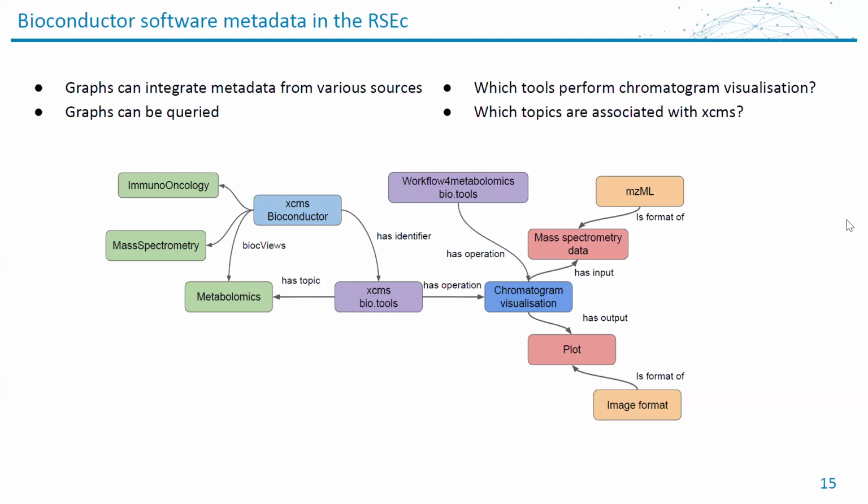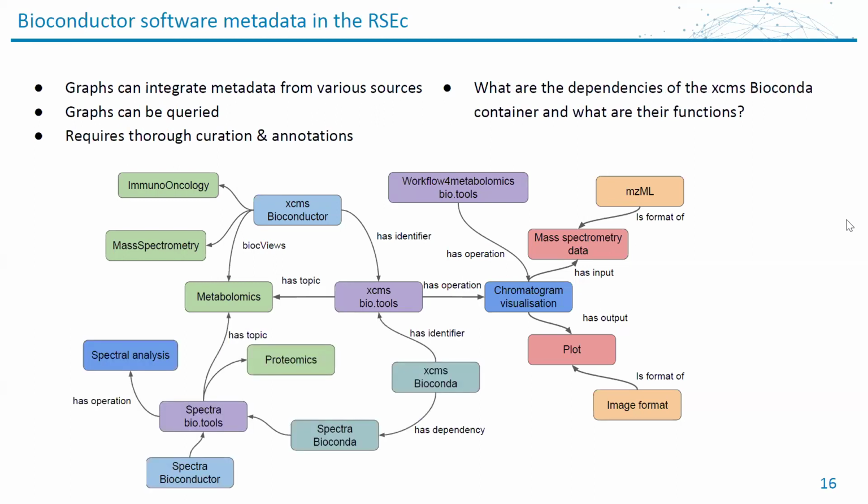And if we add more information from the ecosystem, it's just a tiny sample, but then you can start querying the graph with more complex questions, like what are the dependencies of the XCMS Bioconda container and what do they do? Well, that's the spectra container, and it's linked to the tool which performs spectral analysis, and so on and so forth.